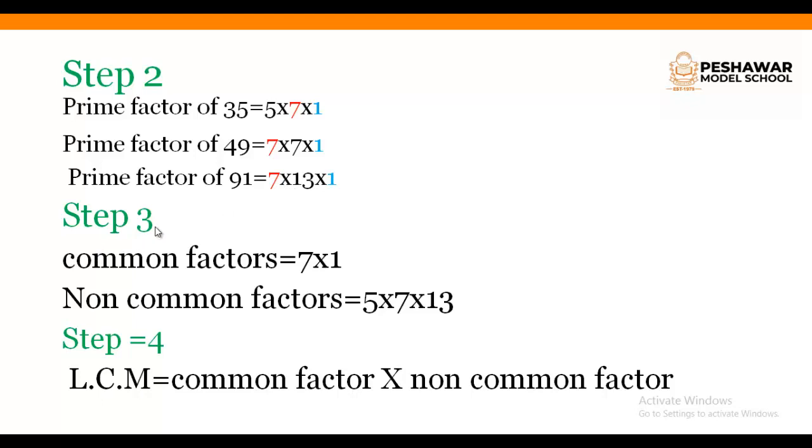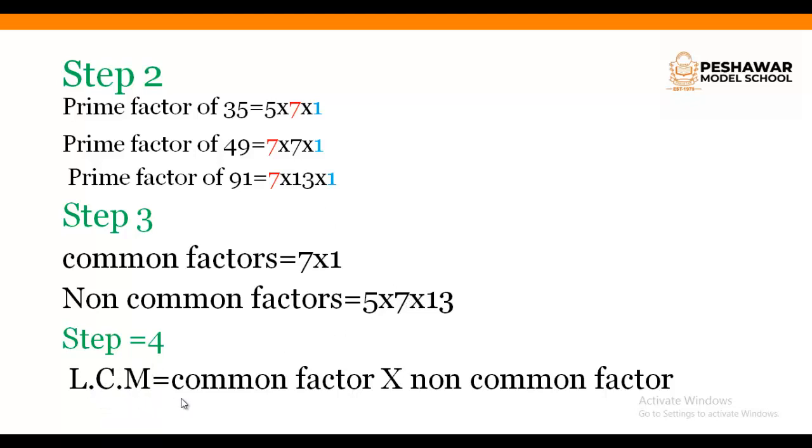Then step number 3, you have to know the common and non-common factors. In red form and blue form, these numbers are common. I am going to write just one time because it makes the pair. Common factors are 7 and 1. The rest of the numbers are called non-common factors: 5, this one 7 and this one 13 are non-common factors.